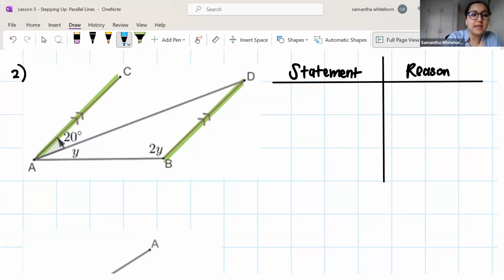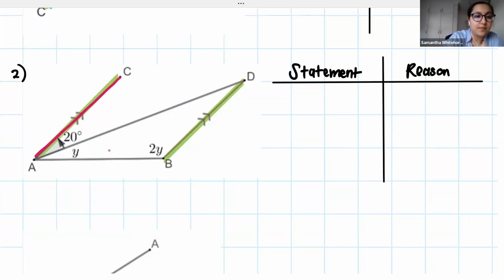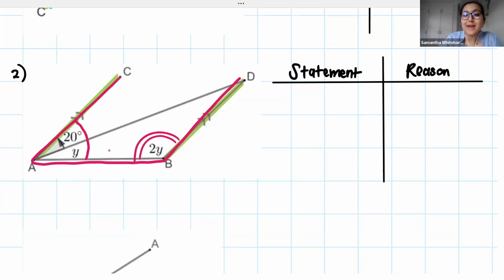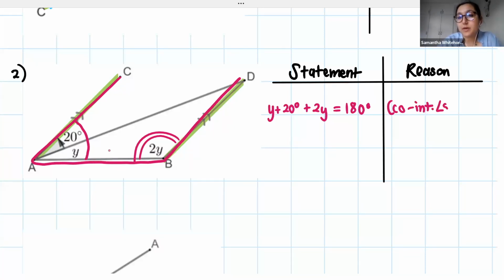So what I see here is I've got that U shape. Okay, so this pinky U shape, that's what I have. That's co-interior angles, which means that that 20 plus y plus the 2y, when I add them together, I must get 180. So y plus 20 plus 2y must give me 180 degrees. Remember, co-interior angles add up to 180. They're not equal, they add up to 180.